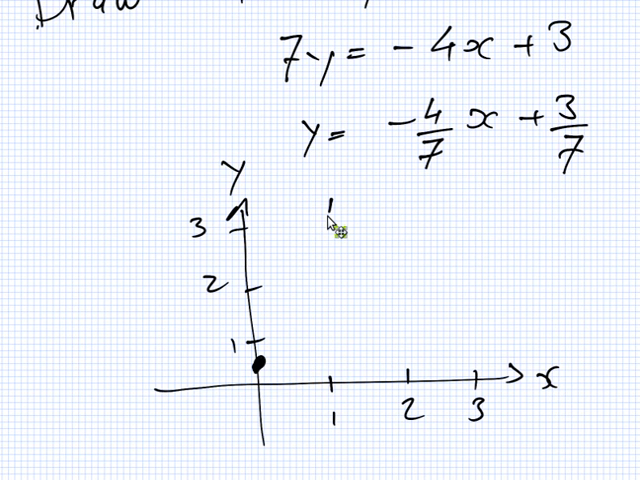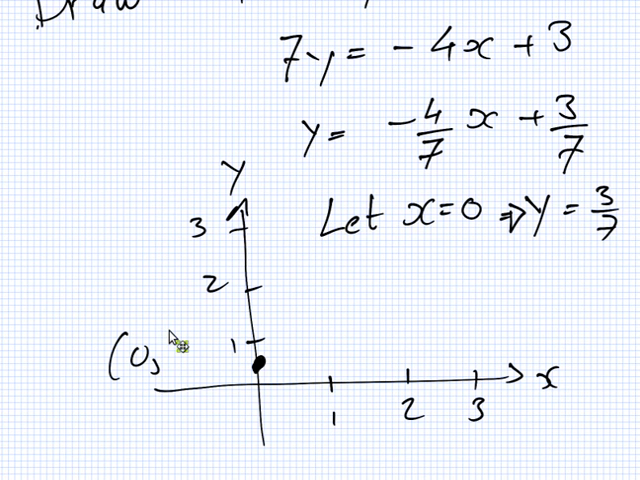Another way you can think about it is, if you let x equal 0, what will y equal? If x is 0, what's y? It will be 3 over 7. So this is like our first point, 0 and 3 over 7. But how many points do we need to draw this line? 2.